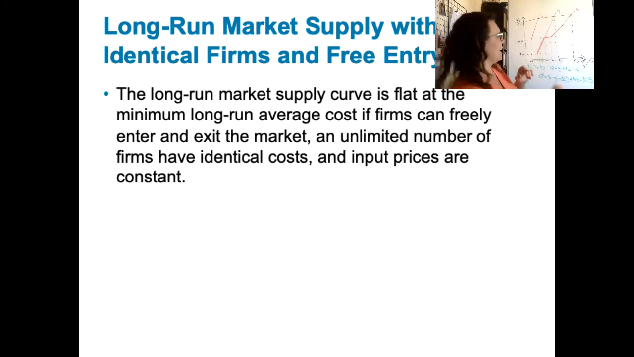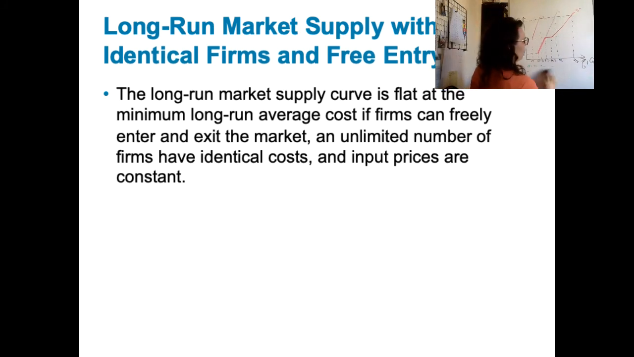And this gets back to that idea that we talked about before, the other example where we said, okay, as more firms enter the market, we'll see the supply curves get flatter and flatter. The long run market supply curve will be flat if there's an unlimited number of firms with identical costs, input prices stay constant, and there's free entry and exit.